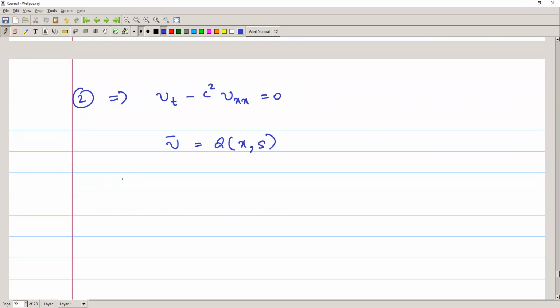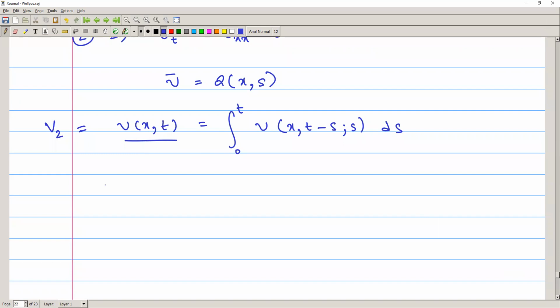Now the solution, that is v of x comma t, will be equal to the integral from 0 to t of v of x comma t minus s such that s ds. All right, so we can find this v of x t in this manner, and this will be actually v2.